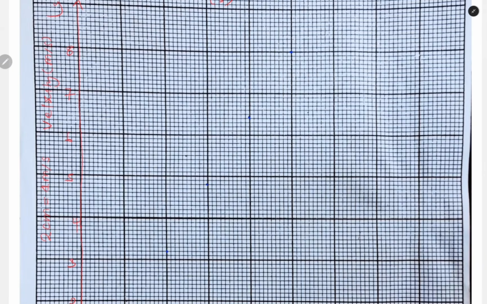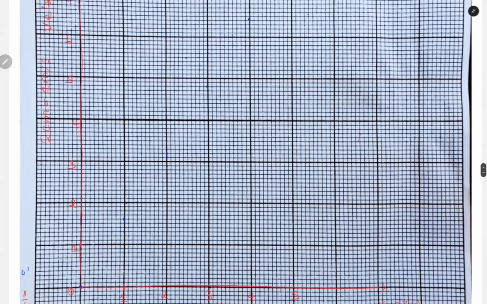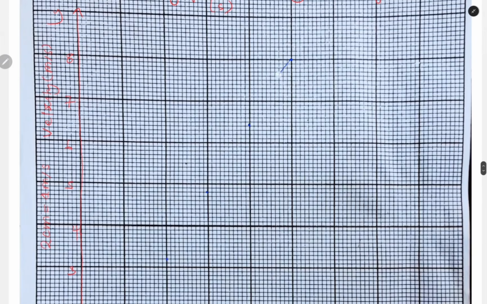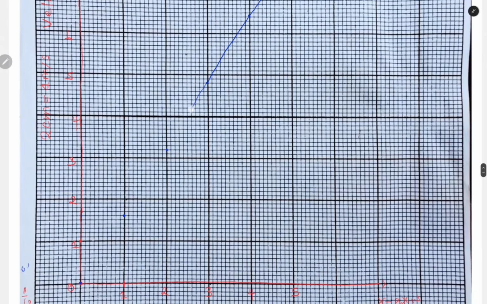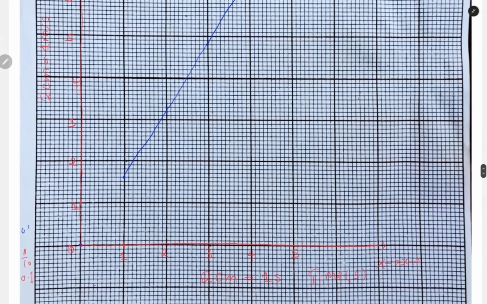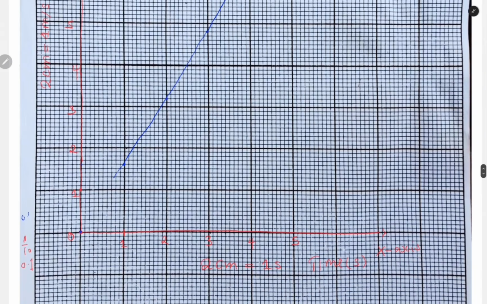So these are the points that I'm going to join now. Starting from there, or I can start from the top here, join them with a smooth line. So I'm joining them. In case you have the meter rule, you use the meter rule.